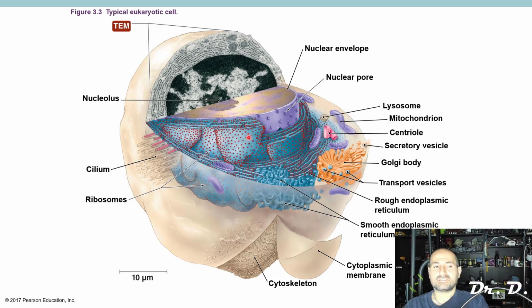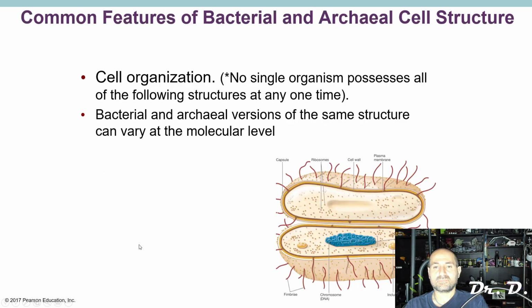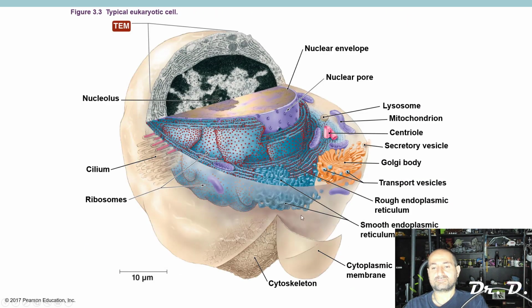And that's why these cells are so much bigger. See, this is a much larger cell, 10 micron cell, whereas this cell here would be 1 micron or less. Does that make sense? Prokaryotic cells are 10 to 100 times smaller on average than a eukaryotic cell.